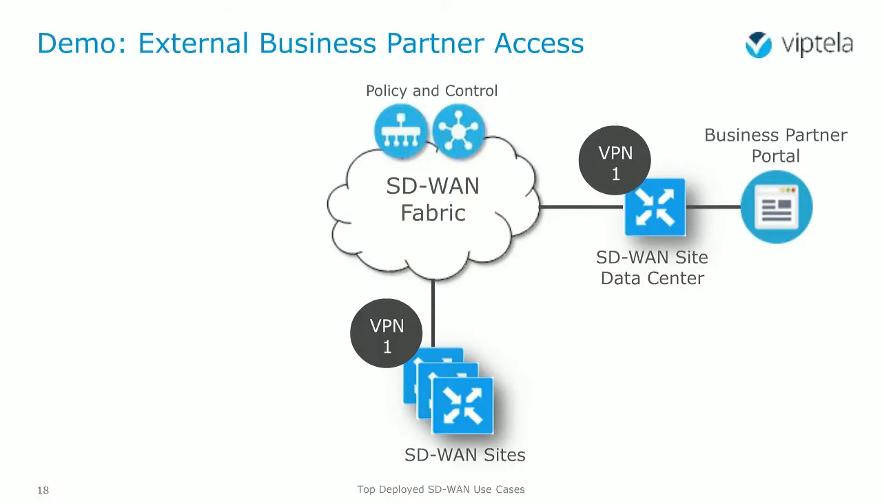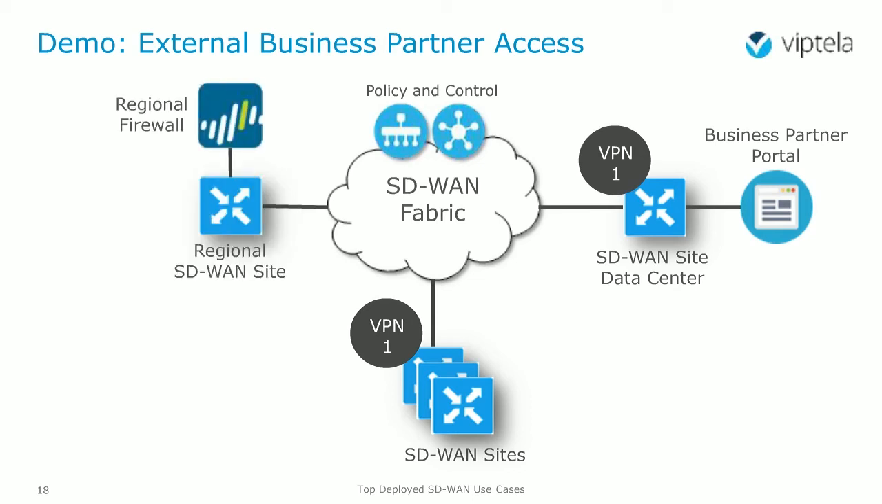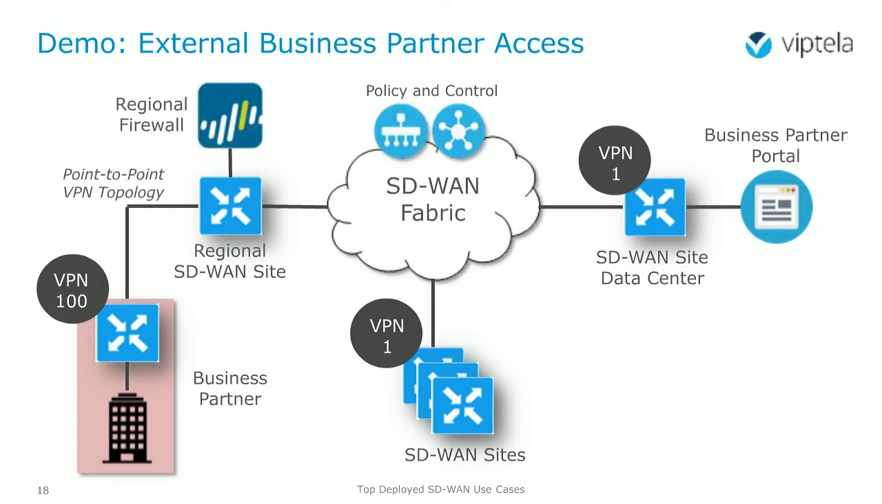So in our case, we assume that we have an existing fabric. We have a data center site that hosts the business partner portal, which is basically just a web portal for our case. We are provisioning a regional SD-WAN hub site where we're going to have a Palo Alto firewall that is connected through trust and untrust interfaces into the virtualized SD-WAN appliance in that regional hub. Then a vEdge is provisioned at the business partner facility.